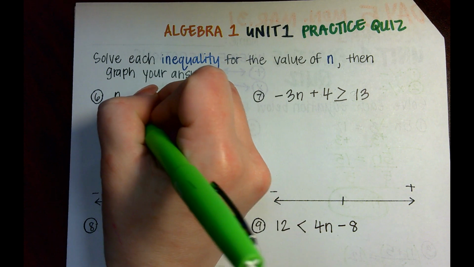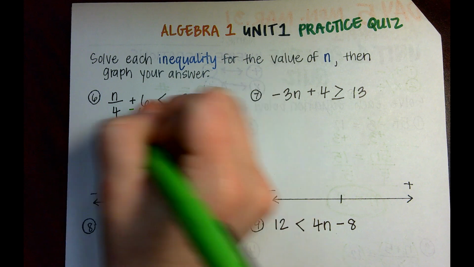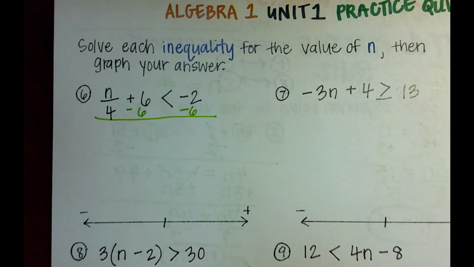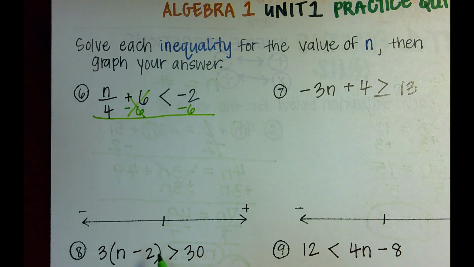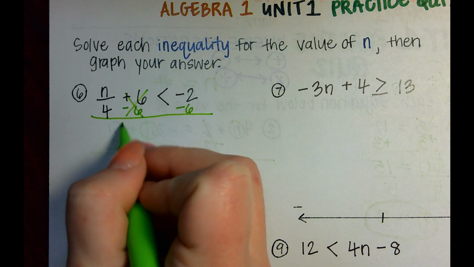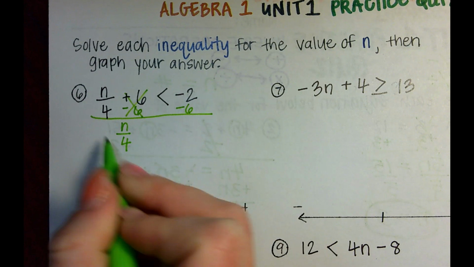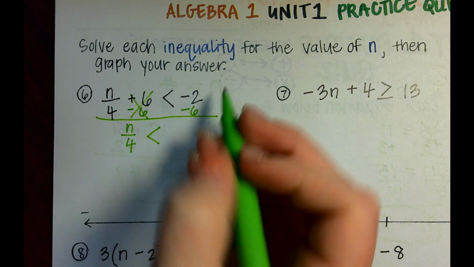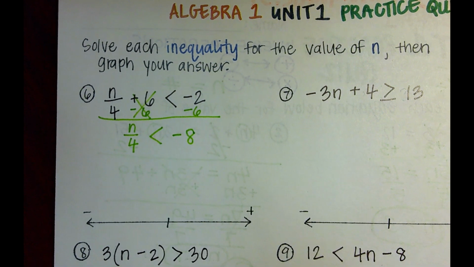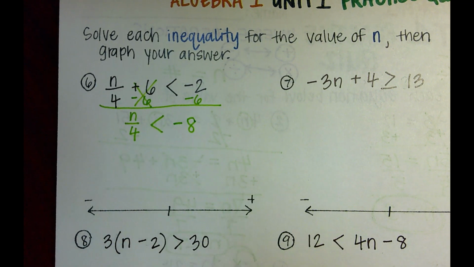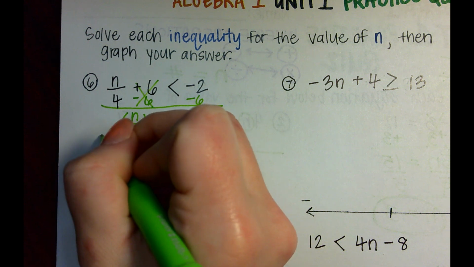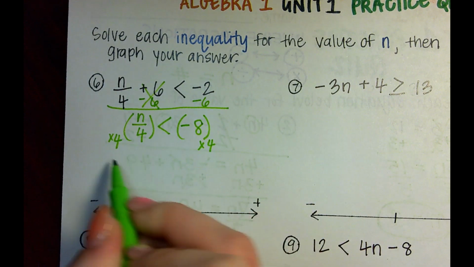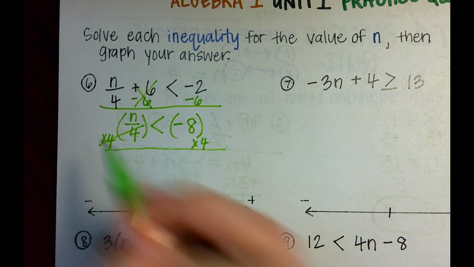Yeah, let's start by subtracting 6. And my 6's will cancel. Good, we'll bring that down. N divided by 4. Bring down my less than symbol and negative 8. Good. All right. Perfect. Now we're going to multiply by 4 on both sides. My 4's will cancel.